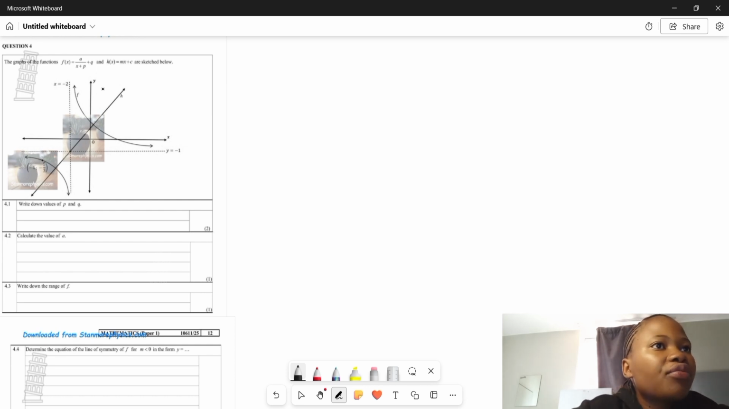For the value of P, we are going to look at our asymptote. The value of P is equal to negative 2, and Q is the y asymptote, which is going to be negative 1.